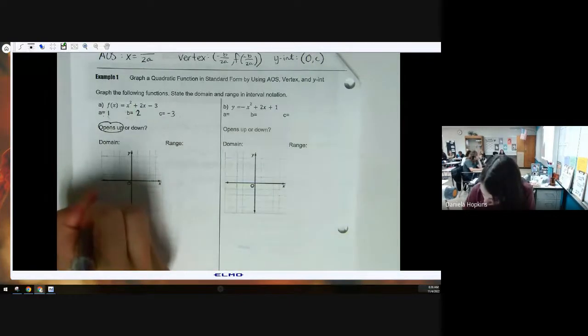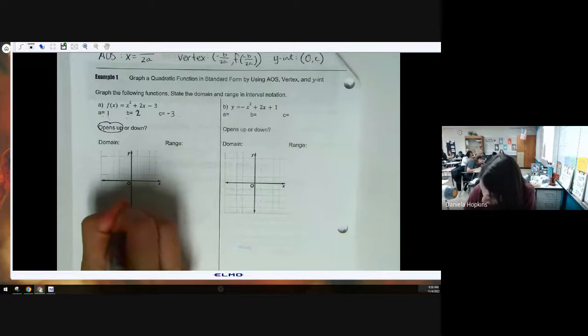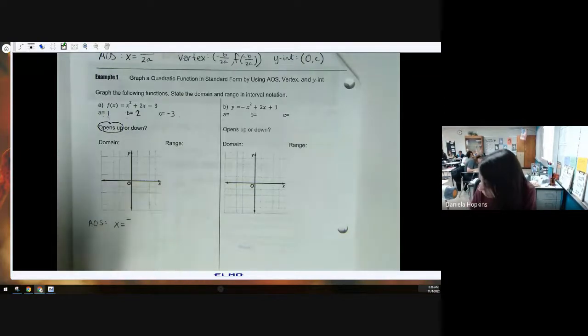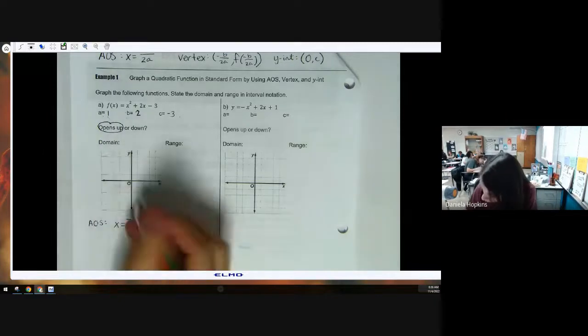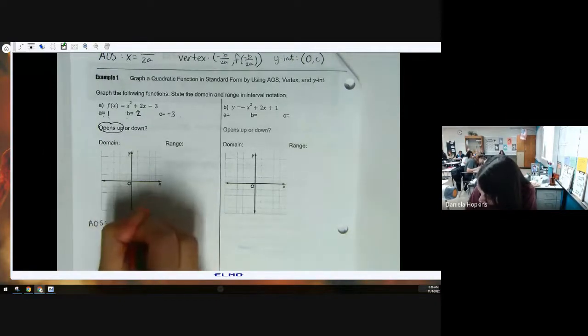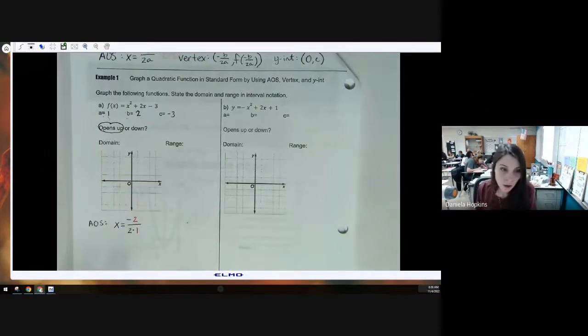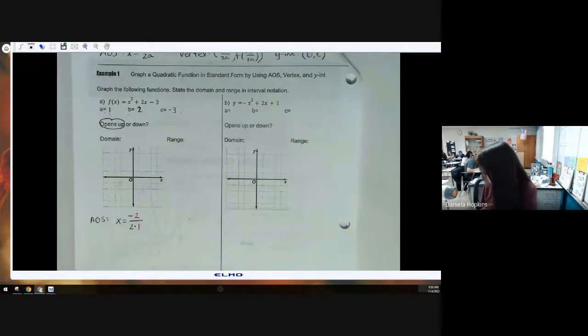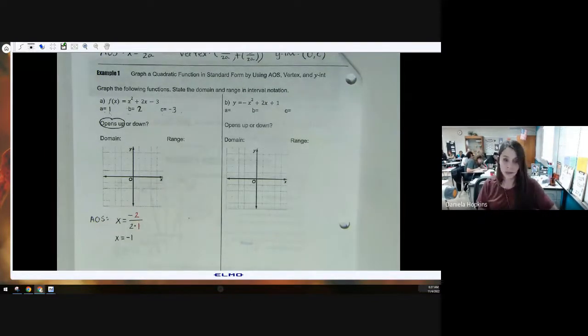So our axis of symmetry is going to be x equals negative. What is my b value? 2 over 2 times, what is my a value? 1. All right, 2 times 1 is 2. What's negative 2 divided by 2? -1. Okay, that's my axis of symmetry.